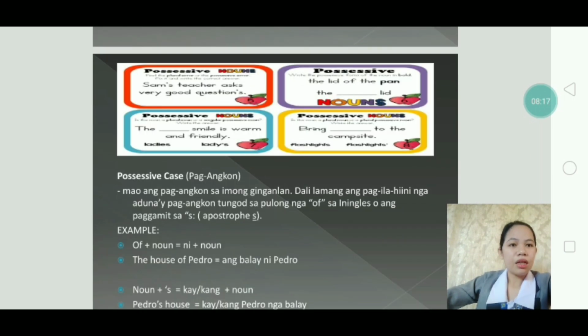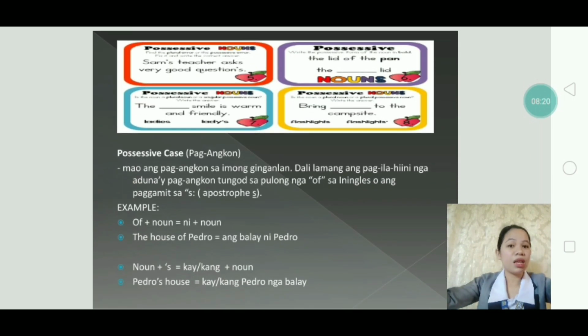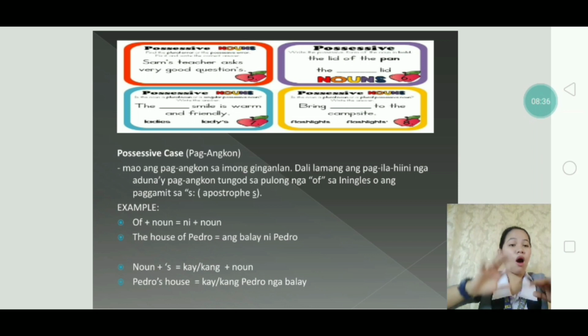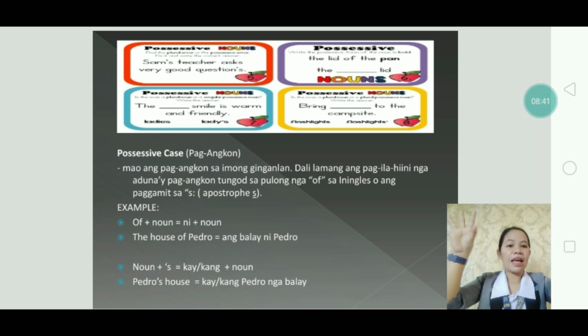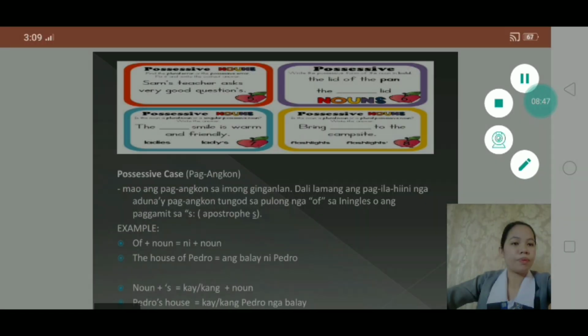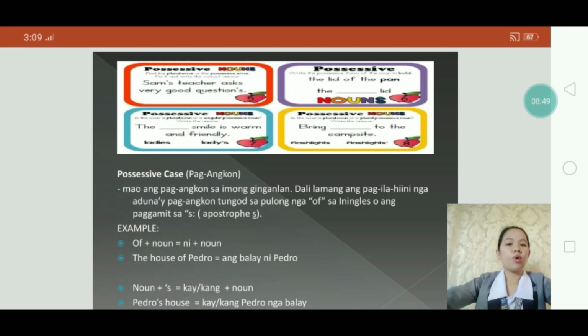Now, let's proceed to possessive case. So, ang pag-angkon, you will possess it. It is your own belongings, no? Mao ni ang pag-angkon sa imong ginganlan. Dali lamang ang pag-ila-ila niini nga adunay pag-angkon tungod sa pulong na of. In English, we usually use this of. And then in Bisaya, we will use ni. Kay ni in Bisaya means of.